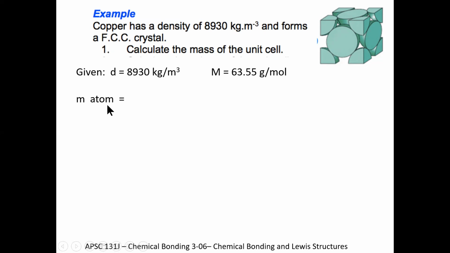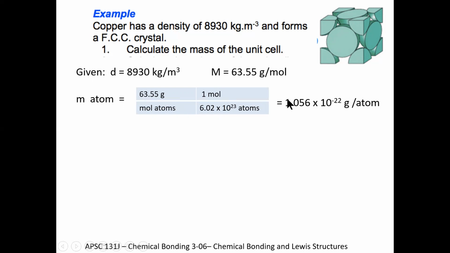So now we can find the mass of an individual atom. We know that one mole of atoms has a mass of 63.55 grams, and we know there are 6.02 times 10 to the 23 atoms in a mole. So when we cancel the mole units and divide 63.55 grams by 6.02 times 10 to the 23, we get the mass of a single atom.